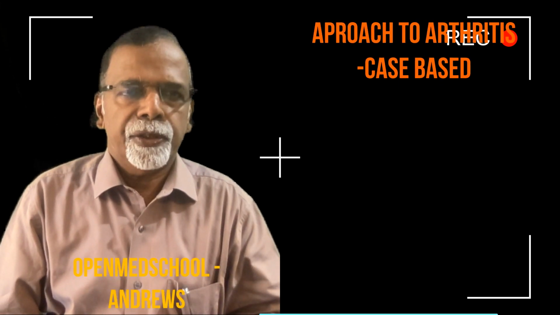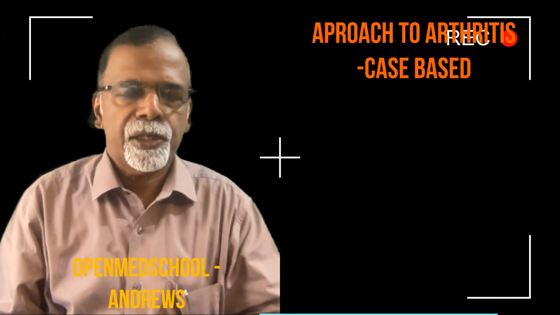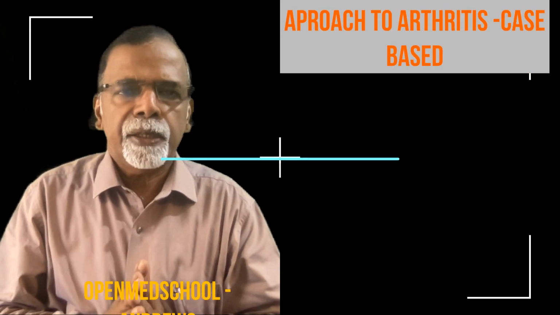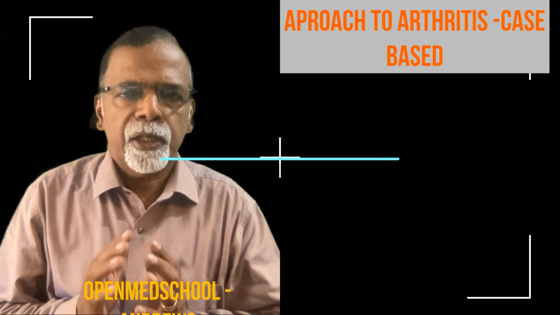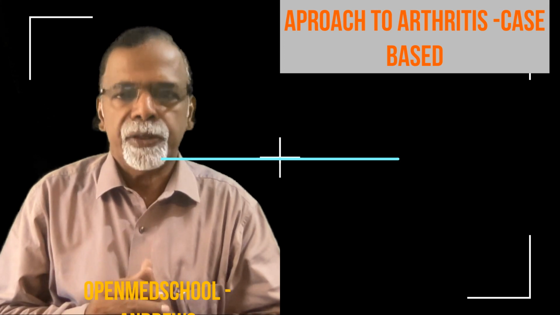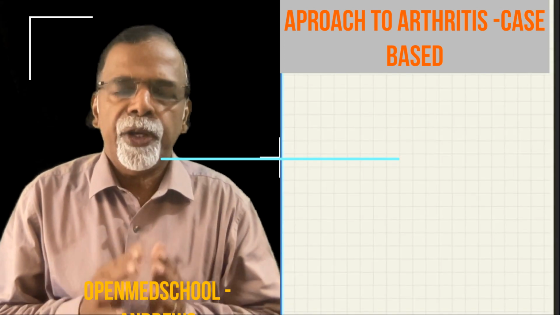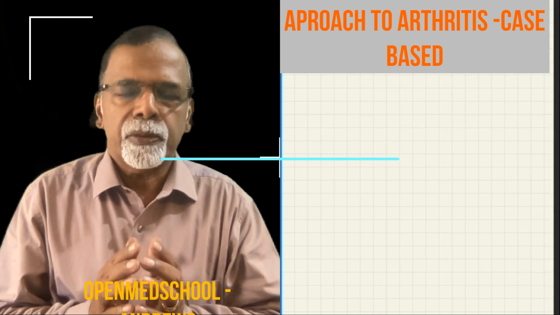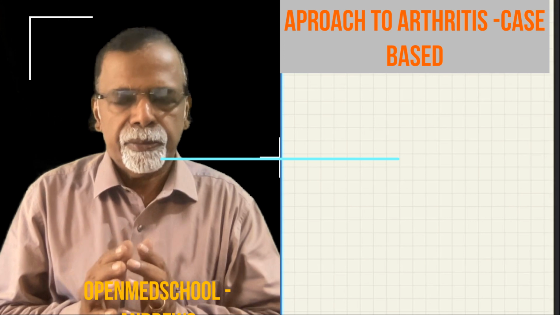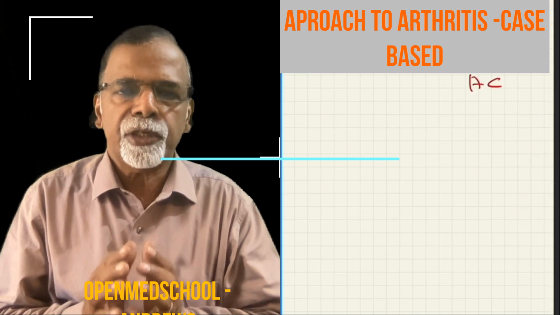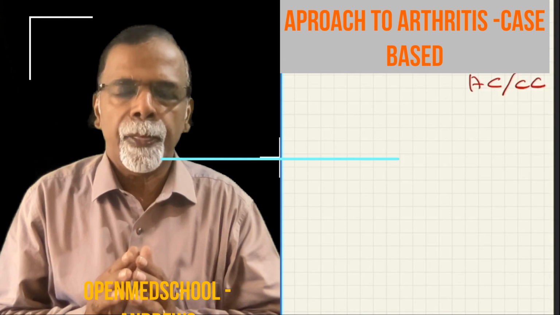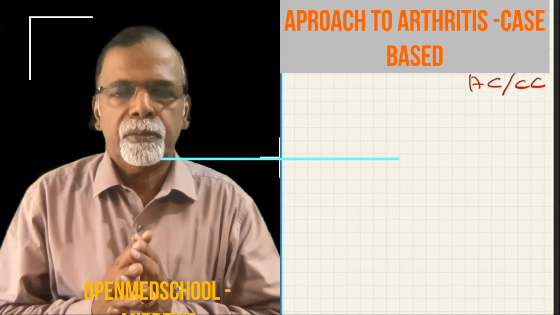We had an initial introduction to approach to a patient with musculoskeletal complaints. The term arthritis encompasses a large spectrum of disease, which can be divided into acute arthritis and chronic arthritis, depending upon the duration. If the duration is less than 6 weeks, usually we call it an acute one. More than 6 weeks, we call it a chronic one.